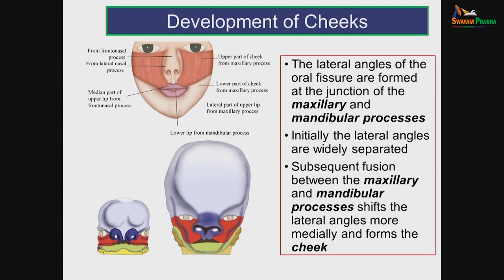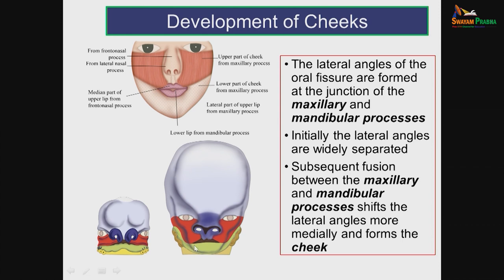Next is the development of the cheeks. The lateral angles of the oral fissure are formed at the junction of the maxillary process and the mandibular process. The maxillary process is in red in this picture and the mandibular process is in light green. Initially, the lateral angles are very widely separated. Next, there is fusion of the maxillary process with the mandibular process.